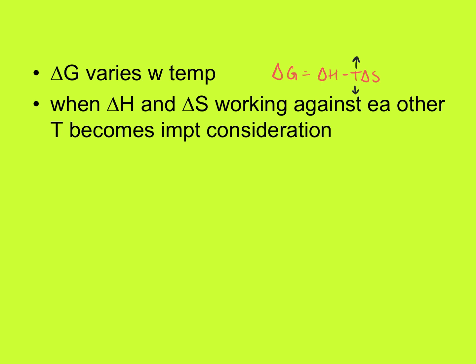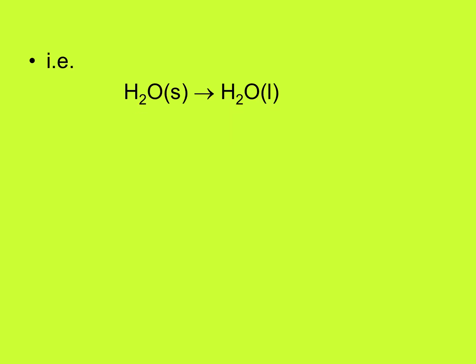But let's consider, for example, this situation. H2O solid goes to H2O liquid. And I'd like you to take a moment to consider the signs of what delta H is and what delta S is for the process. So go ahead and pause the video and consider what the sign would be. So you should have said that delta H is positive, and that means that the system is absorbing energy, which it would need to do when you go from a solid to a liquid.